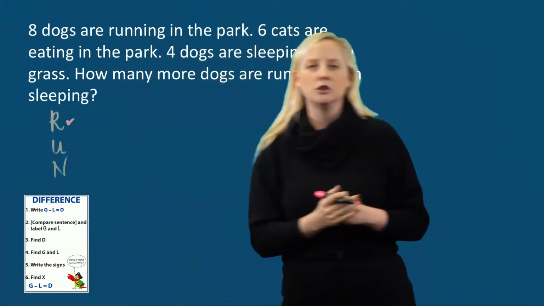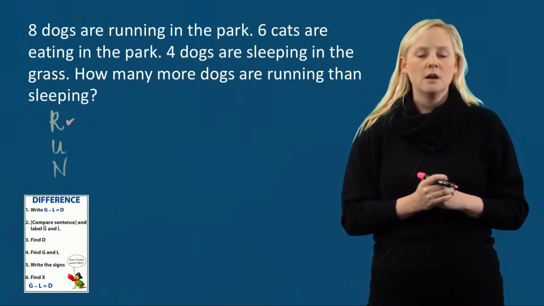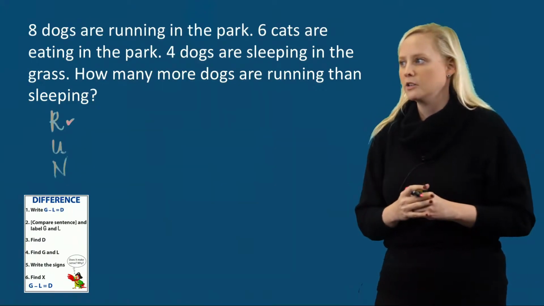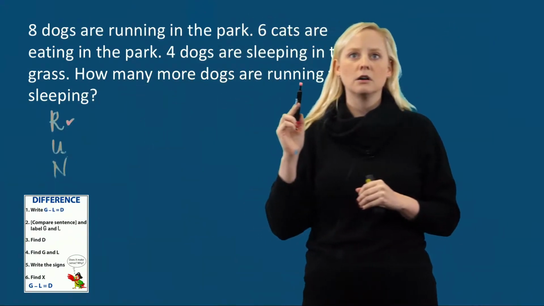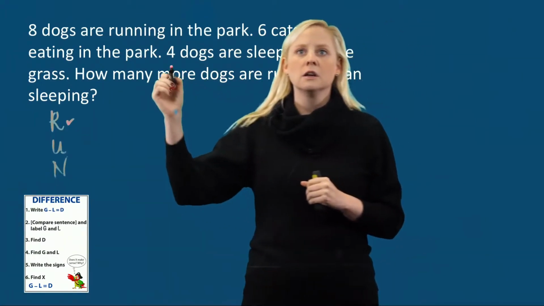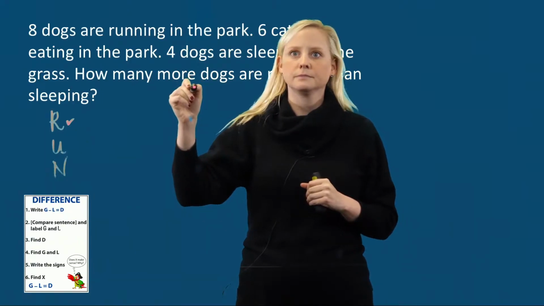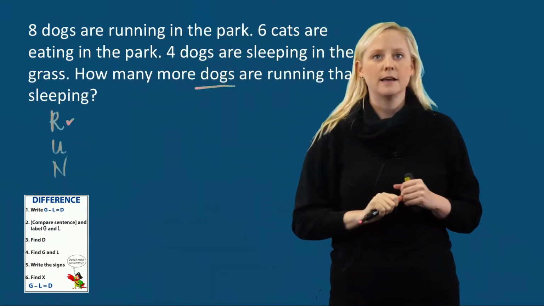The next step is U. U stands for underline the label and cross out irrelevant information. I always look for my label in the question sentence. So let's read the question sentence. It says, how many more dogs are running than sleeping? The question is asking me about dogs, so what I'm going to do is underline dogs because that's my label.